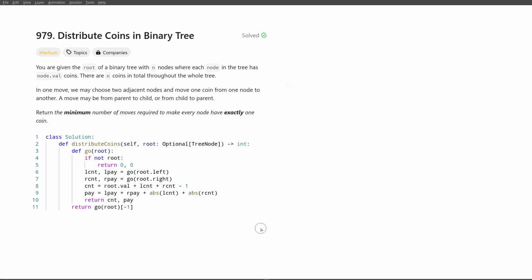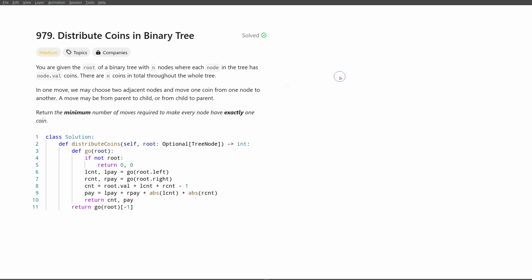Hello everyone, today we'll talk about the problem distribute coins in binary tree. We're given a binary tree that has the same number of coins as there are vertices, distributed in an arbitrary way among those vertices. So maybe all the coins are in a single vertex, maybe in two different vertices, maybe they have one coin per vertex, and that last situation is what we want.